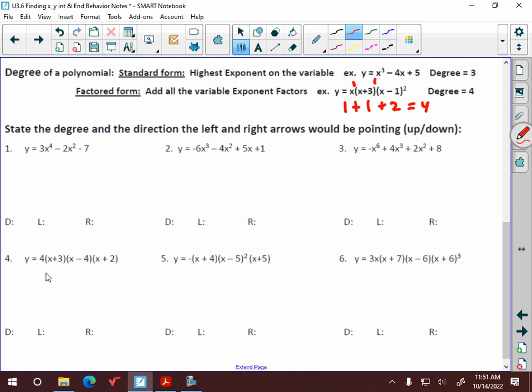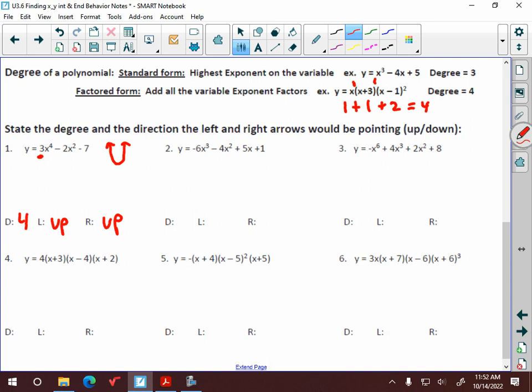All right, so for each of these, we're going to state the degree of the polynomial, and then we'll state up or down for the direction of the left arrow and the right arrow. Number 1 is in standard form. So we take the highest exponent, and the degree would be 4. Because 4 is an even number, and we're leading off with a positive 3, it doesn't matter what the number is, just whether it's positive or negative, we know the shape: both arrows are going to point up. The left arrow goes up, and the right arrow goes up.